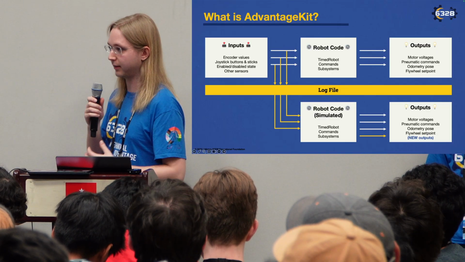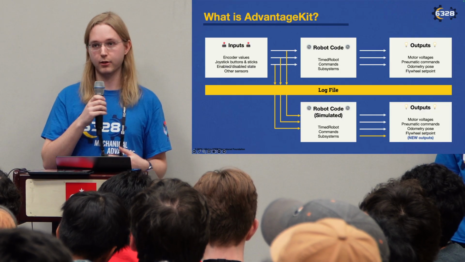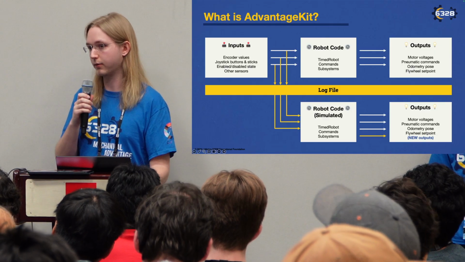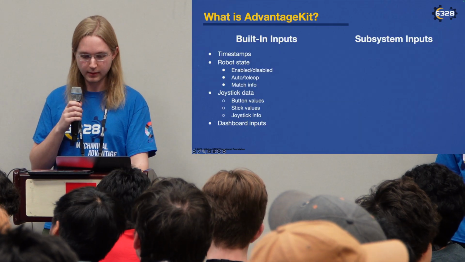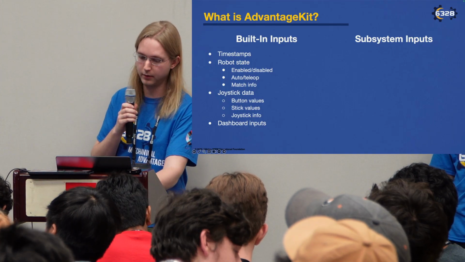We can even adjust the code to generate more outputs than the first time around. So we can log outputs that we never included in the log file in the first place. That's all really great in theory. Let's talk about how it changes things in the robot code.